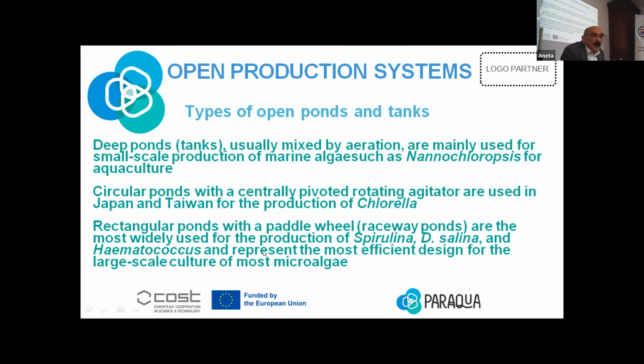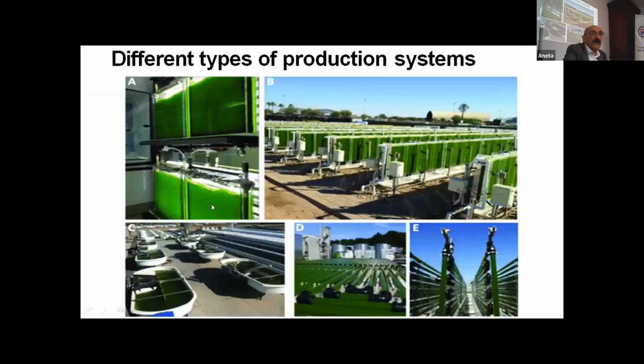And this is the most efficient design for the large scale culture of microalgae, because it's not very deep. It moves the water constantly, and it mixes the water with paddle wheels. We'll see the picture of it. So these are different types of production systems. These are the tubes I mentioned.